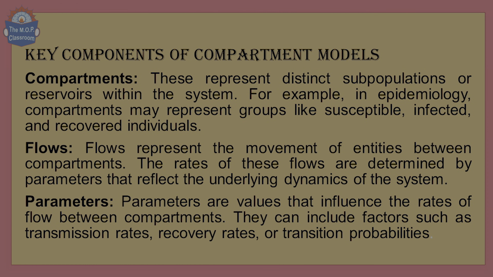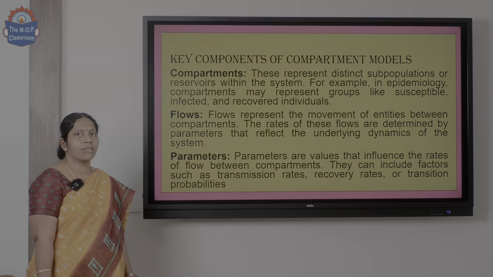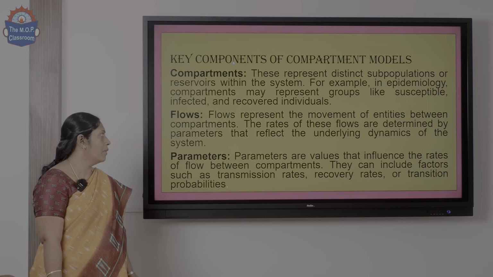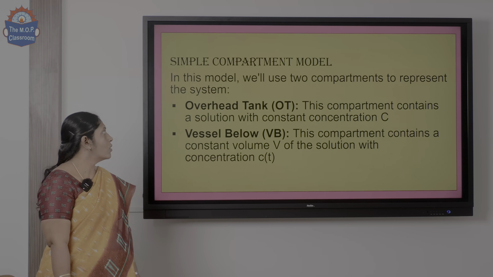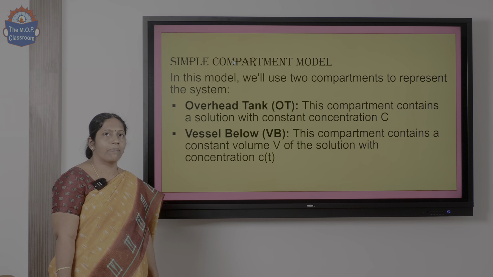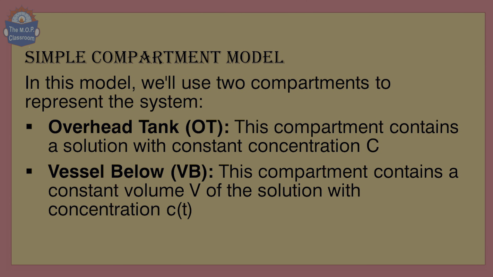Components represent distinct subpopulations or reservoirs within the system. For example, in epidemiology, compartments represent groups like susceptible, infected and recovered individuals. Flows represent the movement of entities between the compartments. Parameters are values that influence the rate of flow between the compartments. So today we are going to discuss a simple compartment model which contains two compartments.